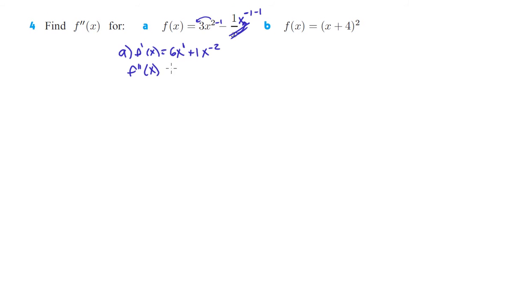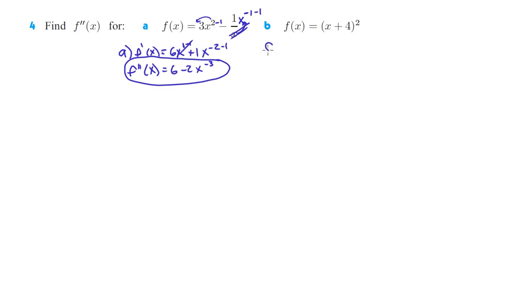F double prime of x equals 1 times 6 is 6. Subtract 1 from that, and the x's are gone. Negative 2 times 1 is negative 2. X to the negative third. There's our second derivative there. Okay. And then on this one here, really probably the easiest way for us, the way that we've been learning this, is let's just multiply this out. We'll multiply x plus 4 times x plus 4, and then take the derivative of that. That'll probably be our easiest way for what we've been doing.